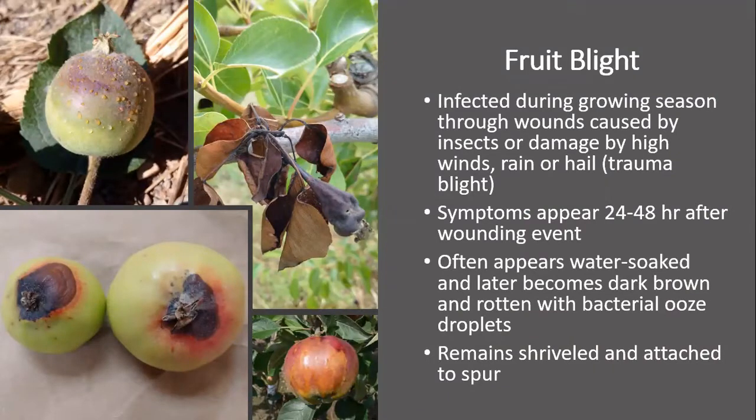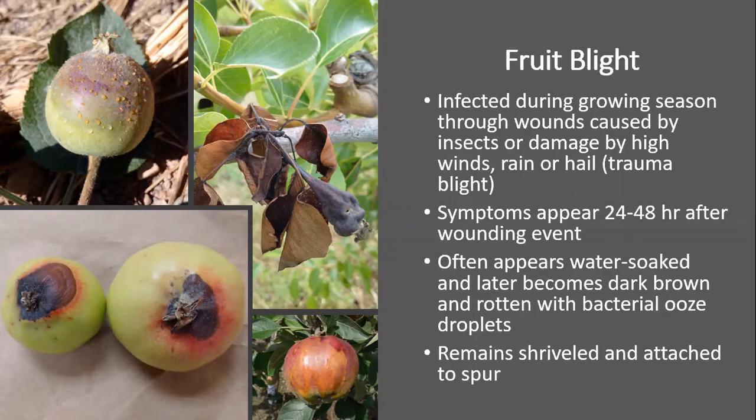Fruit blight, however, can happen throughout the season. It's not just the developing fruitlet as the blossom infection occurs. Fruit blight can also occur as trauma blight during the season, either by damage through insects, high winds, especially in areas that have very sandy soils, or following a hail event. Symptoms typically appear about a day or two after the wounding event occurs.